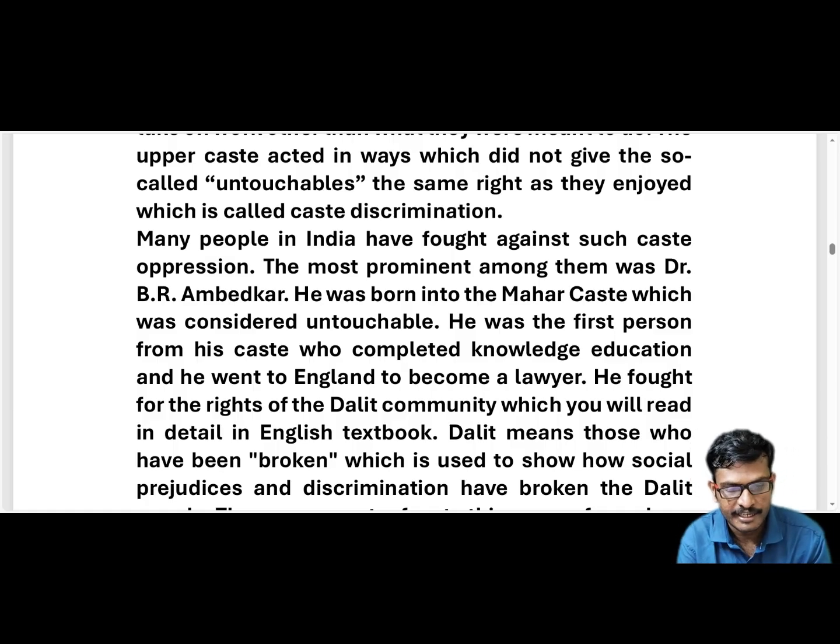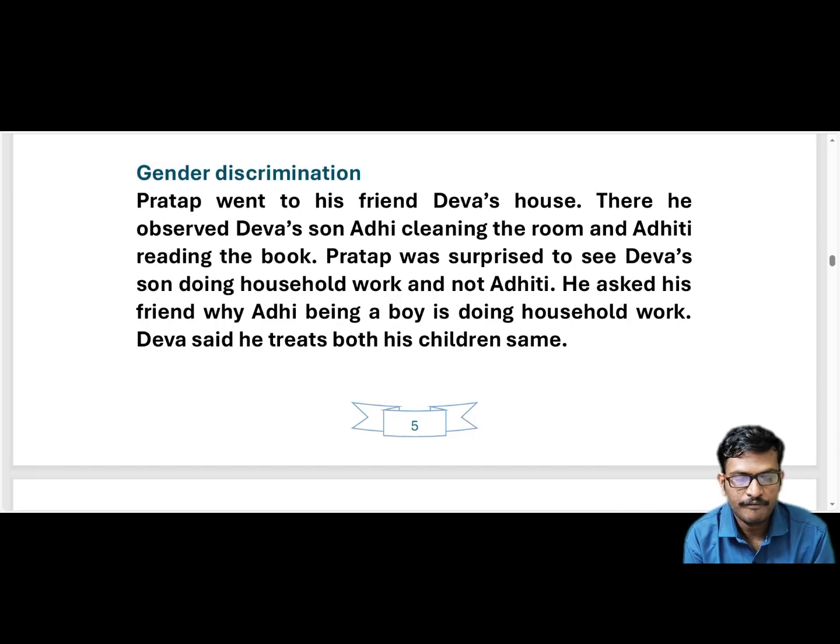This is all about that. Here, the next side heading: gender discrimination. Here, a friend named Pratap went to his friend Deva's house. There he observed that Deva's son Adi is cleaning the room and Aditi is reading the book. Here it is reversed: the boy is cleaning the room and the girl is reading the book.